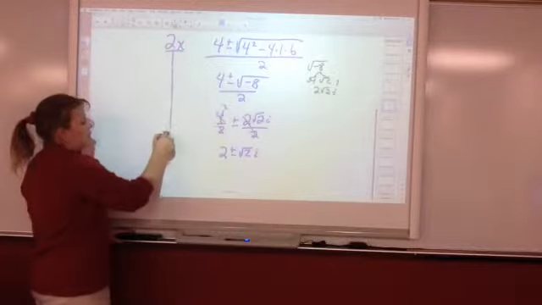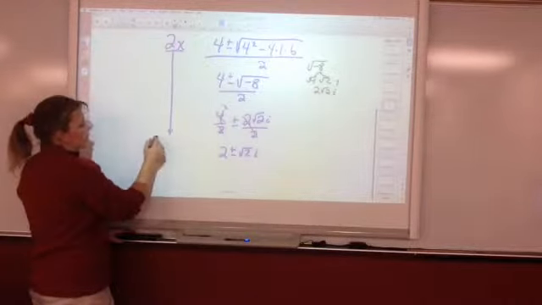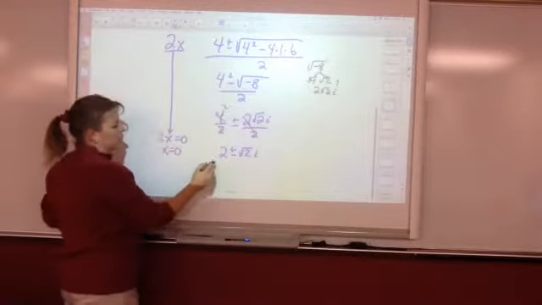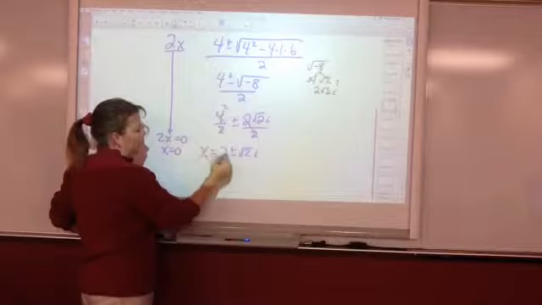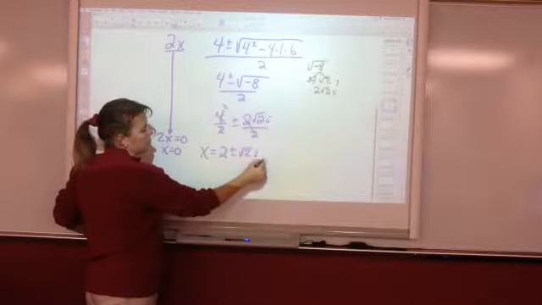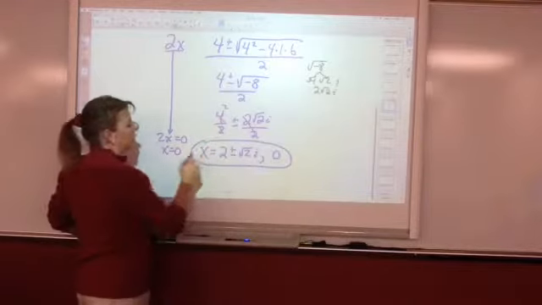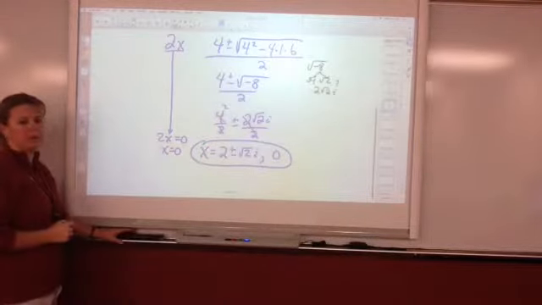And don't forget this one, you also have 2x equal to 0, which means x equals 0. So you have x equals 2 plus square root of 2i, 2 minus square root of 2i, and 0. You have 3 zeros. 2 of them are imaginary, 1 of them is real.